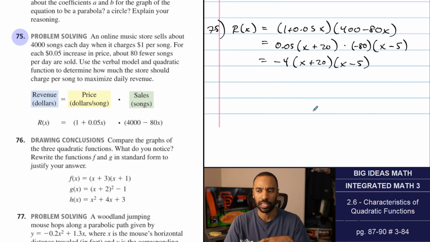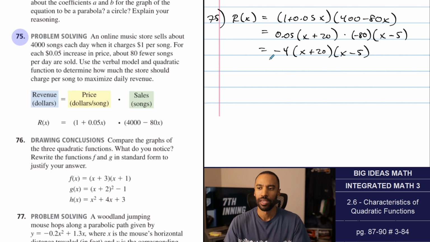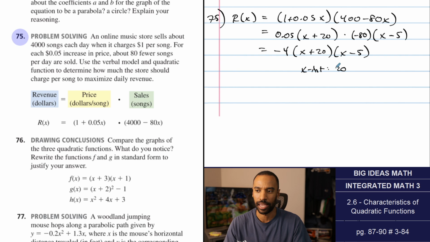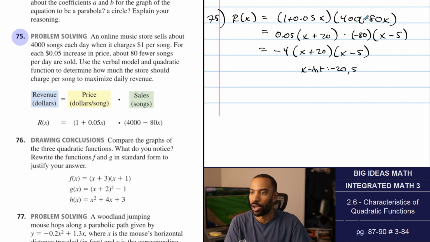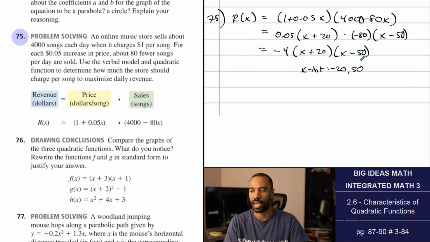We want to maximize daily revenue, so we can work off that, because these are x-intercepts of this thing. X-intercepts are negative 20 and 5. Something seems wrong about that, because that would be a negative number. How much the store should charge per song. I'm going to make sure those numbers... Oh, that's 4,000, not 400. Oh, it's 4,000. So this is 50. Okay, that works a lot better.